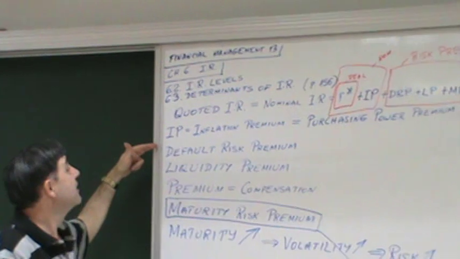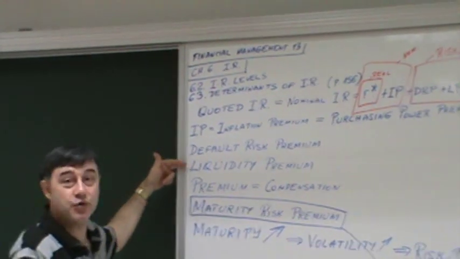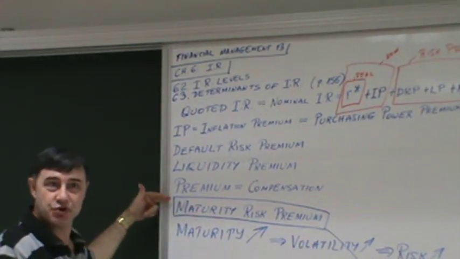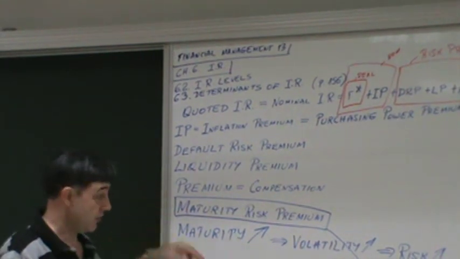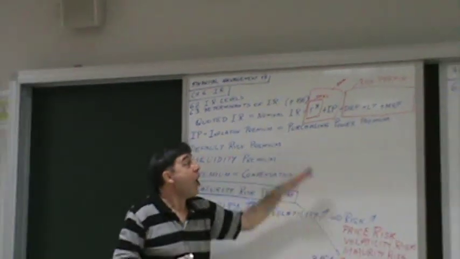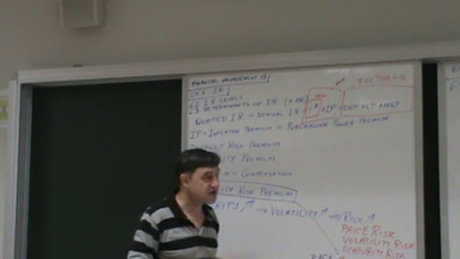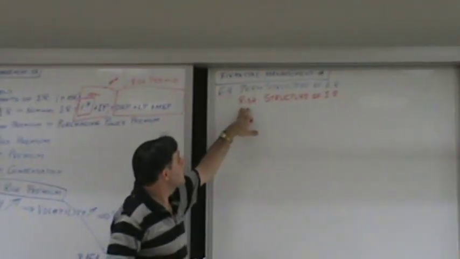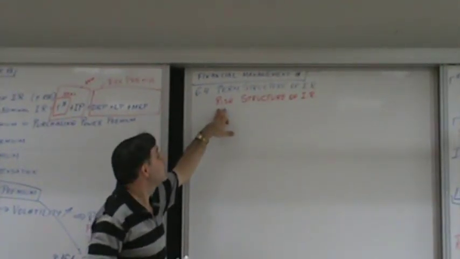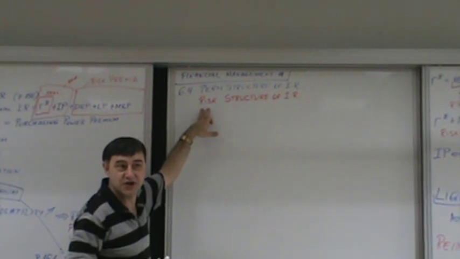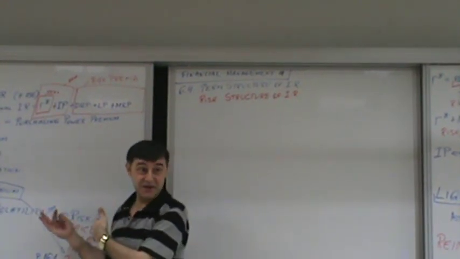default risk, inflation risk, liquidity risk, okay, maturity risk or volatility risk, or we call it also interest rate risk, all of these risks, all I did was essentially explain the risk structure of interest rates. That was the previous lecture.